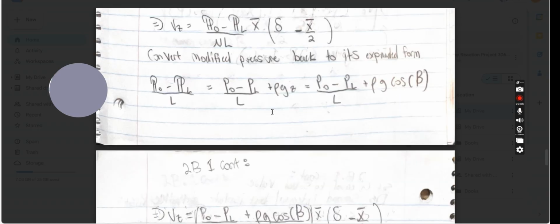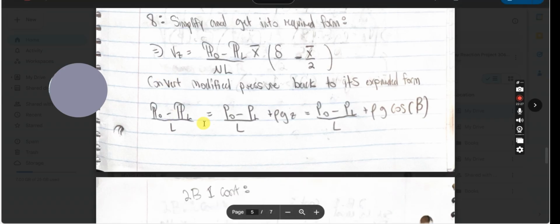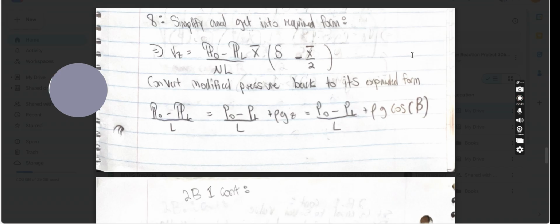Then I'm converting the modified pressures back to expanded form, because I used modified pressure in the first place, so I had to convert it back so that this would separate, and when I set the pressure equal to 0, it wouldn't zero out the whole problem, because obviously that's not the answer. This definition is right as long as the coordinate system is from bottom to top. If the coordinates are top to bottom and going down with gravity, then the modified pressure over L equals the pressure difference over L minus rho GZ. But obviously since it's not the case, it's fine.